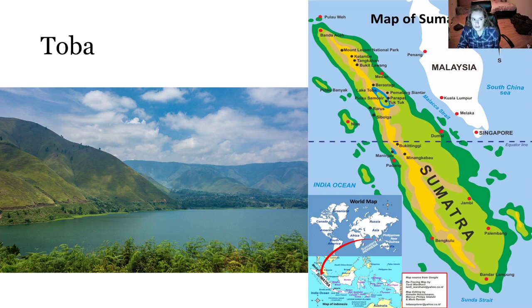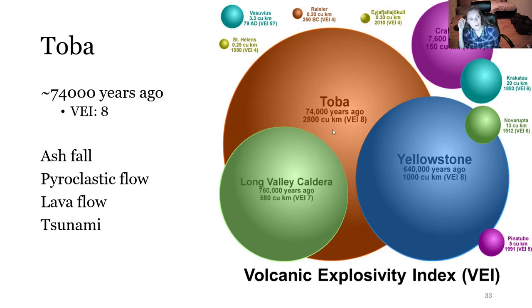Nowadays it's known as Lake Toba, but this is a supervolcano. So this is located on the island of Sumatra here. It's this oblong lake up to the northern side. And Toba last erupted around 74,000 years ago, but this was a VEI of 8. It is one of the largest, if not the largest, explosion recorded in history that we know of.